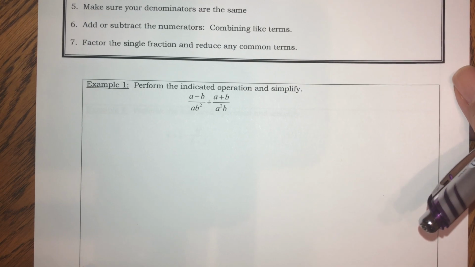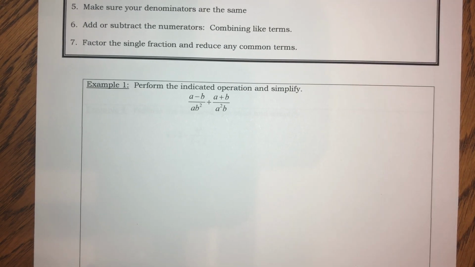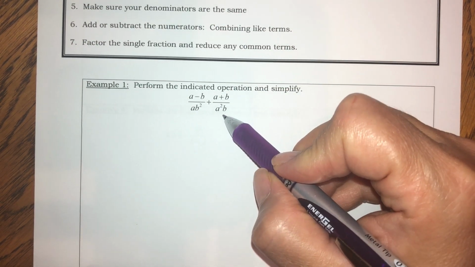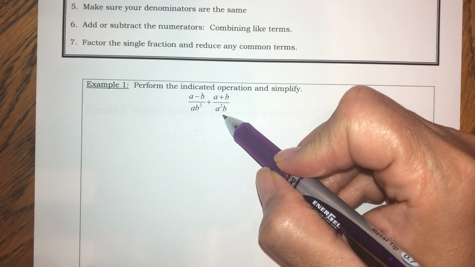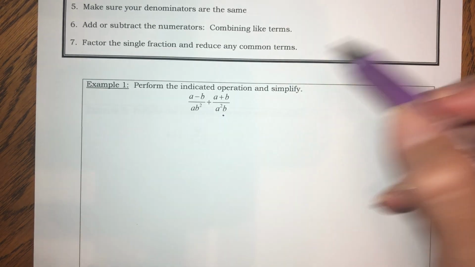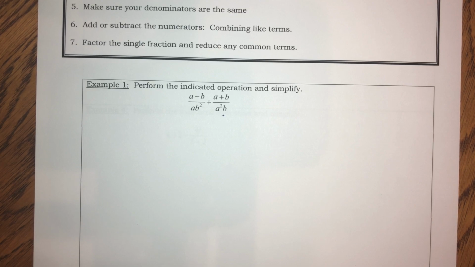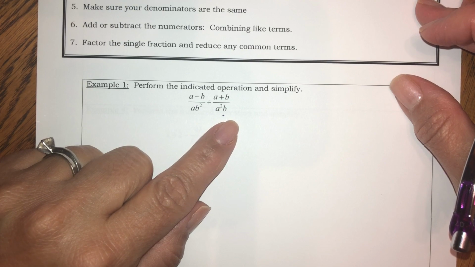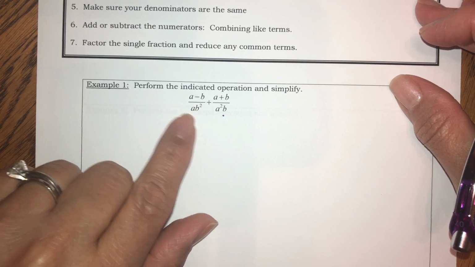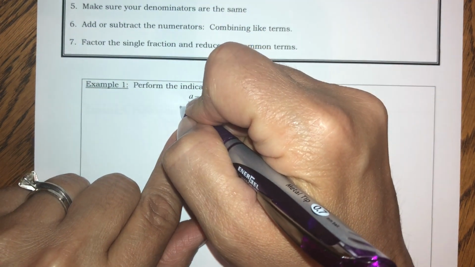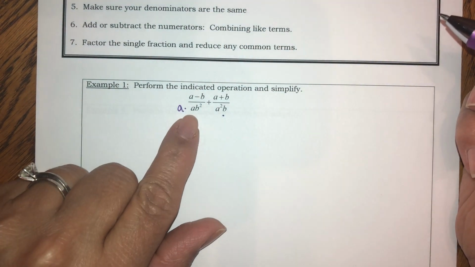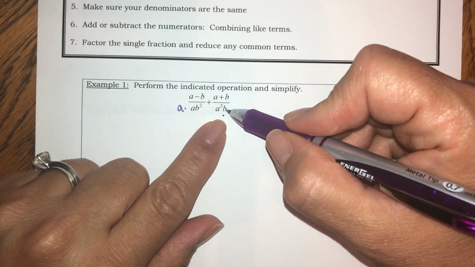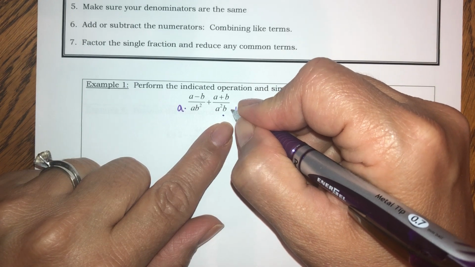So for the first problem here on the bottom, we want to perform the indicated operation and simplify. This is an addition problem, and right now when I look at the denominators, they are not the same. This is just a monomial denominator. There's no plus or minus in there, so I can multiply by whatever I'm missing. This fraction has ab squared. This fraction has a squared b. So if there's an a squared here, there has to be an a squared here. If I multiply by a, that would make this bottom turn into a squared b squared. Okay, but now this side only has a squared b. So this side needs a b in the denominator.